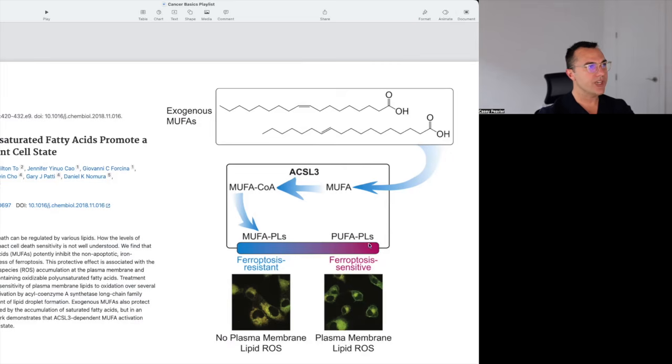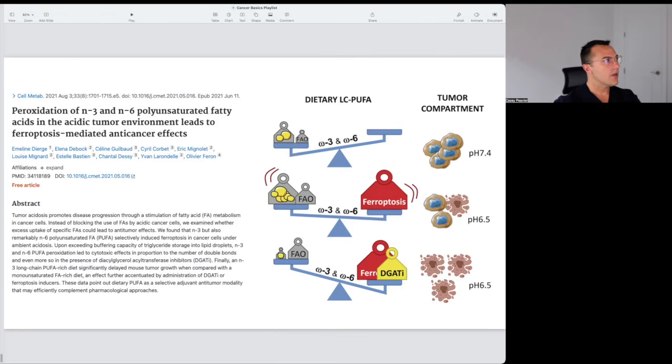And basically what they're saying is that if there's high amounts of PUFAs, then it's ferroptosis sensitive and the plasma membrane has lipid ROS. And if there's more MUFAs, comparatively speaking, then it's more ferroptosis resistant and there is no plasma membrane lipid ROS. That led me to find this paper that was published in August of 2021 and is titled The Peroxidation of Omega-3 and Omega-6 Polyunsaturated Fatty Acids in the Acidic Tumor Microenvironment Leads to Ferroptosis-Mediated Anti-Cancer Effects.